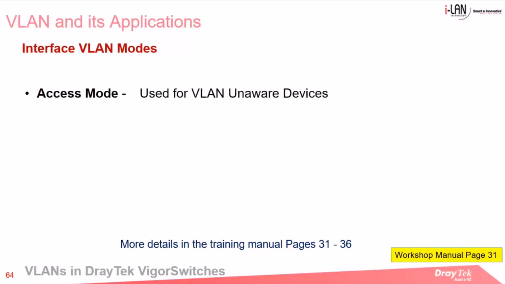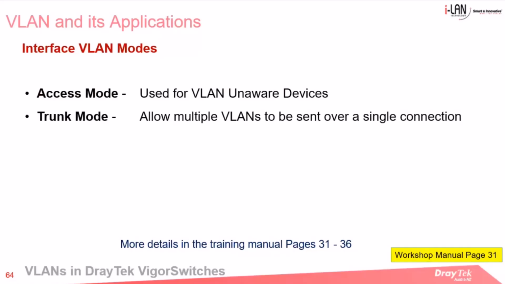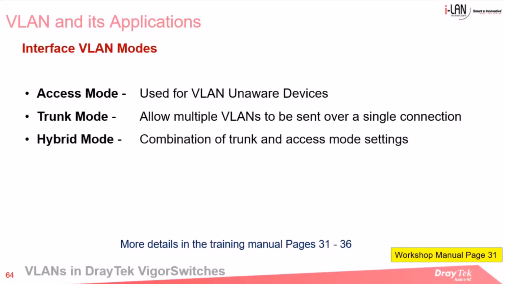Now we'll talk about the VLAN modes in the DrayTek switches. These are the access mode, which is used for VLAN-unaware devices, which are untagged devices. The trunk mode will allow multiple VLANs to be sent over a single connection, which we will do later also. The hybrid mode is the combination of the access mode and the trunk mode.